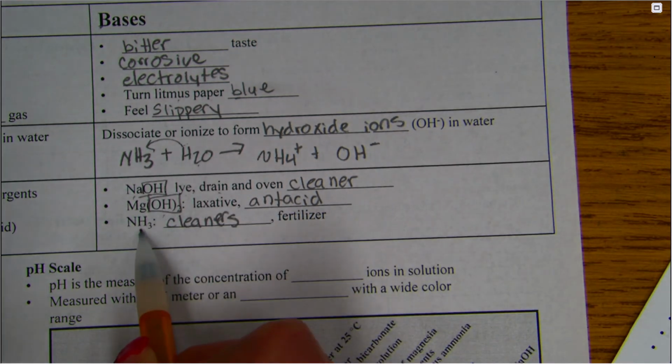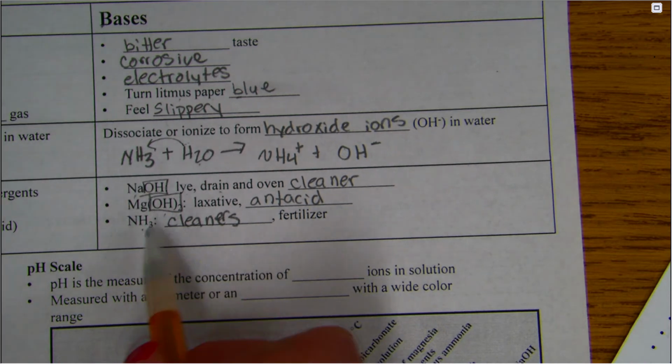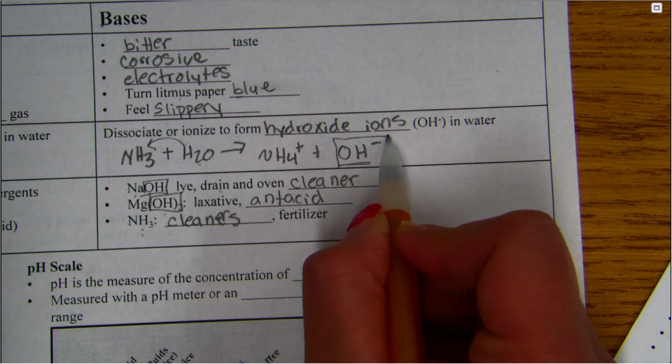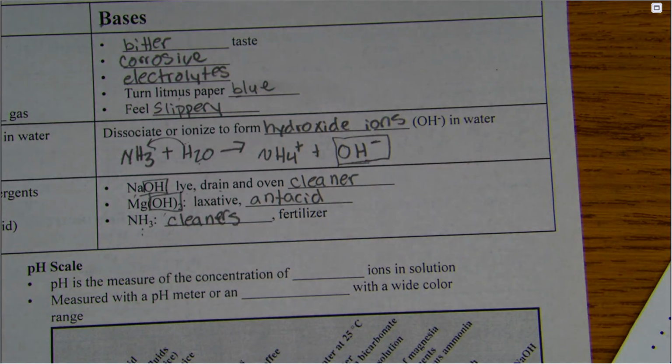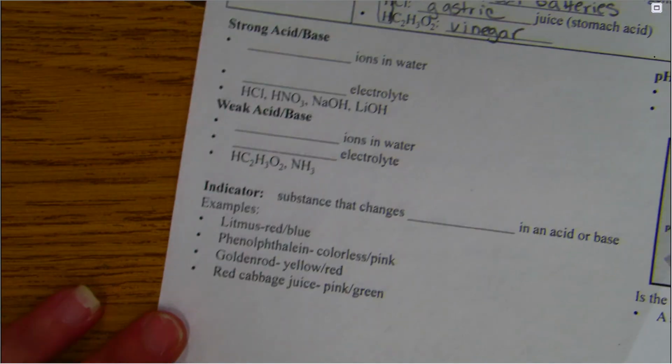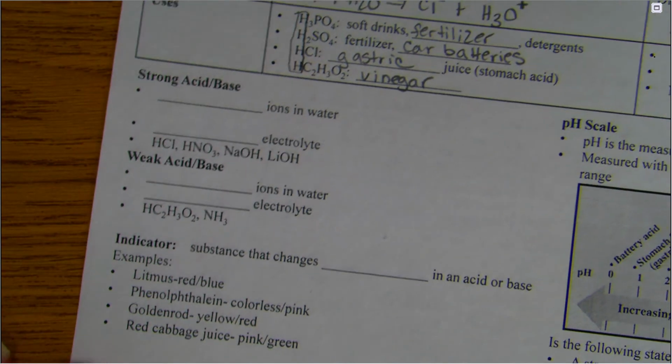The other example of a base is ammonia. Now, ammonia doesn't have an OH, but we've already shown that it makes a hydroxide, so ammonia is also a base. Let's look at our strong and weak acids and bases.